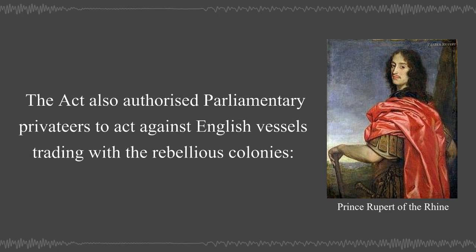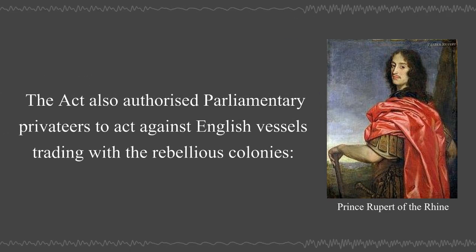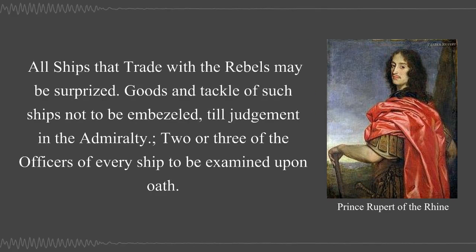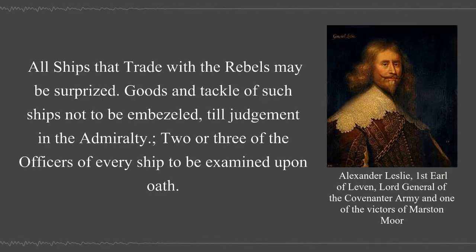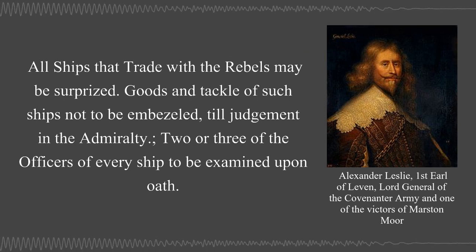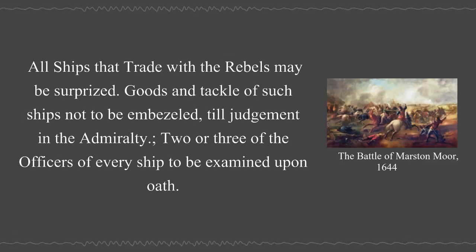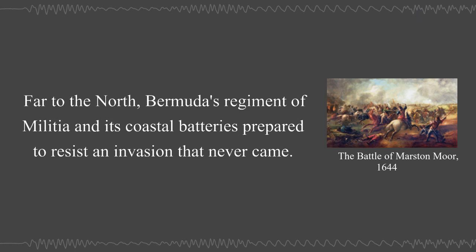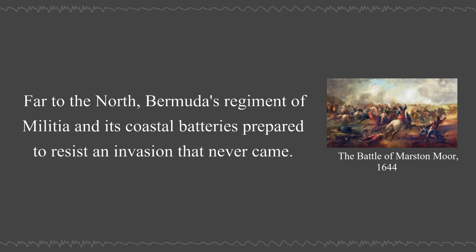The act also authorized parliamentary privateers to act against English vessels trading with the rebellious colonies. All ships that trade with the rebels may be surprised. Goods and tackle of such ships not to be embezzled till judgment in the Admiralty. Two or three of the officers of every ship to be examined upon oath. Far to the north, Bermuda's regiment of militia and its coastal batteries prepared to resist an invasion that never came.